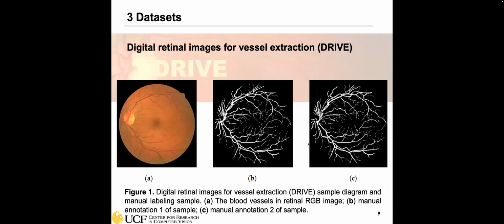Also, we have this digital retinal image dataset for vessel extraction, right? Basically, we want to extract these very narrow, thin vessels in the retinal image. So this is a binary classification. The white is considered the foreground, the vessel, and the other part is going to be the background, which is the black region.